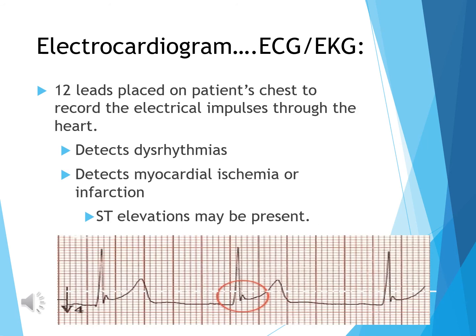We've already had our skills lab on EKG or ECGs, and this is a 12-lead placement on the patient's chest to record electrical impulses through the heart. It detects dysrhythmias, it detects myocardial ischemia or infarction, and again, remember our ST segments. If we see elevations in those, we are concerned with current heart attacks.